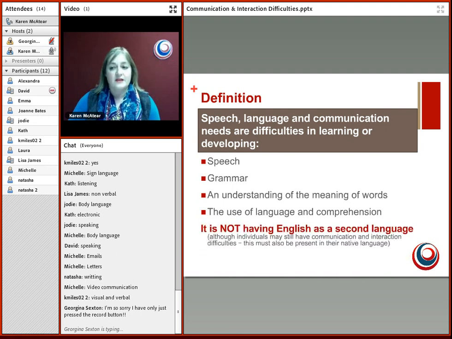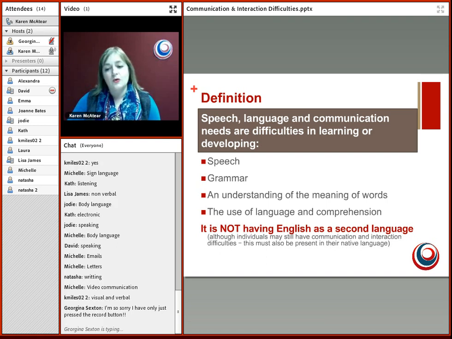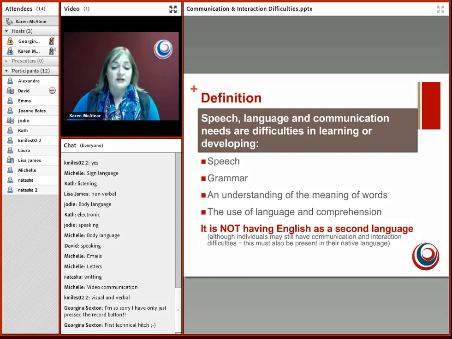However, a brief note, just to emphasise this, although people with English as a second language, or specifically a child who comes to your school with no English, although they do have a communication and interaction difficulty, this is only because of the language, isn't it? And that is going to be broken down as soon as they start to learn English.